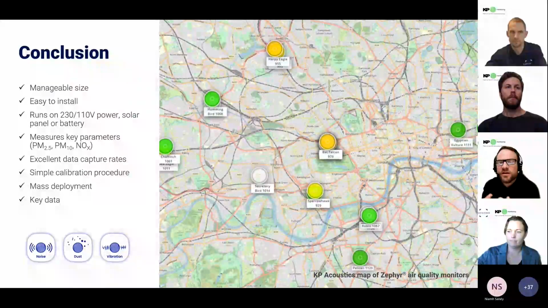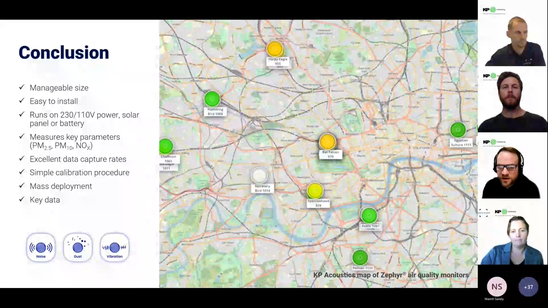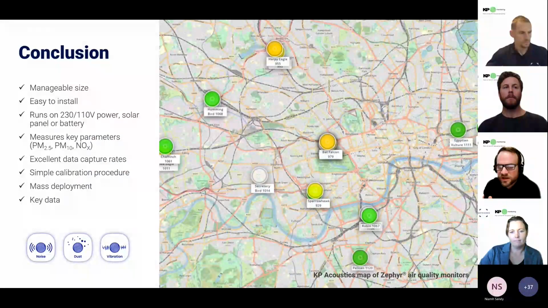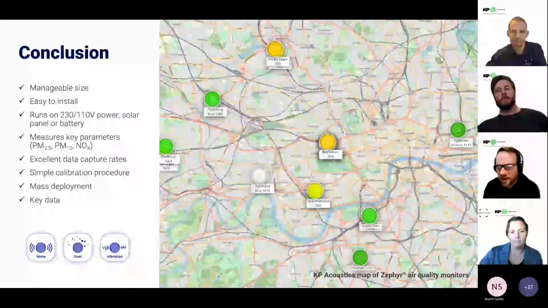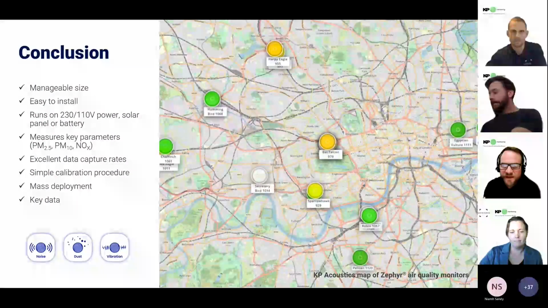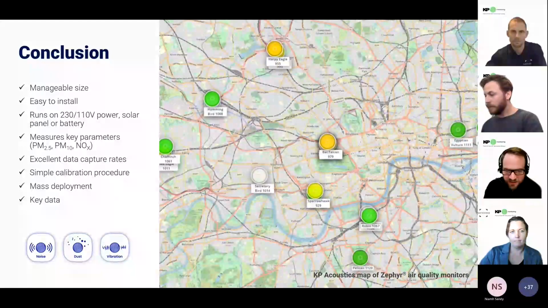So, in conclusion then, KP Monitoring has now been using the Zephyr for over a year to supplement our EnView noise, vibration and structural movement monitoring with a robust air quality monitoring solution that's manageable, usable and reliable. The combination of the Zephyr with our EnView units means we can offer a complete environmental monitoring solution both for sale and as part of our managed monitoring services packages.